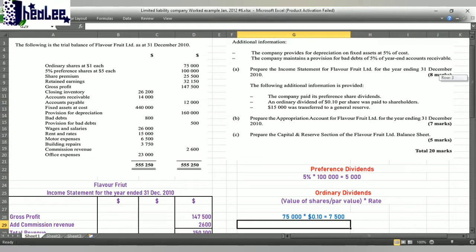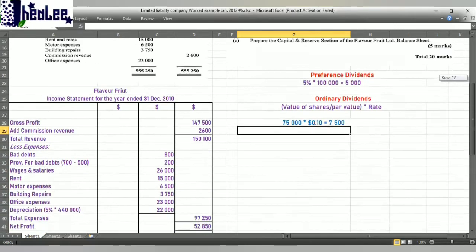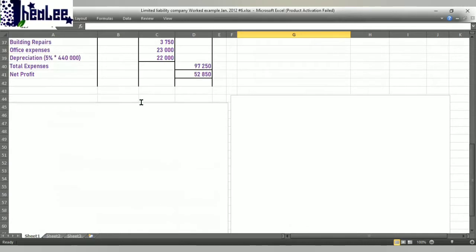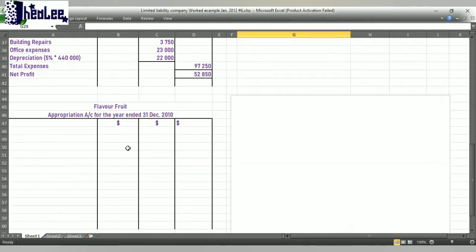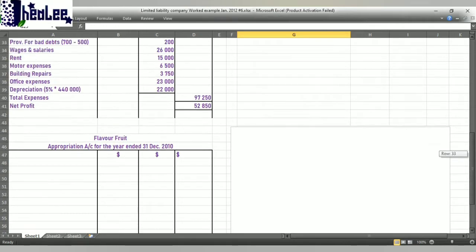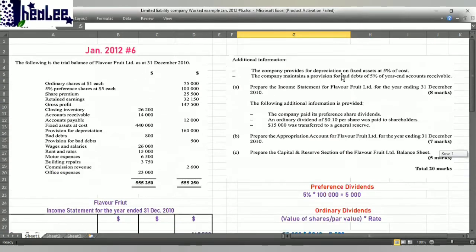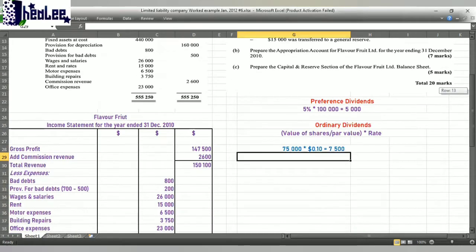At this stage, we're going to prepare our appropriation account. In doing the appropriation account, the first thing that you would do is to enter your heading. And it is Flavor Fruits Appropriation Account for the year ended December 31st, 2010. Please note that it could have been in one. You could have been asked to prepare the income statement and appropriation for Flavor Fruit. But in this case, because it asks you in A to do the income statement and then B do the appropriation account, you show them separately.